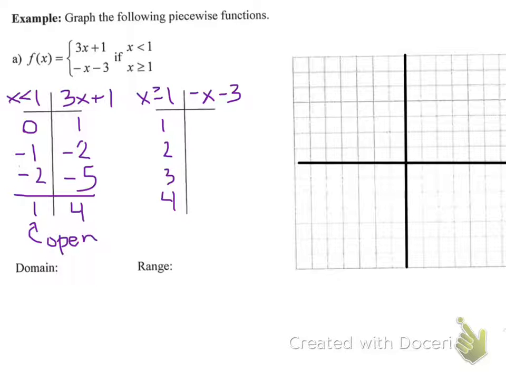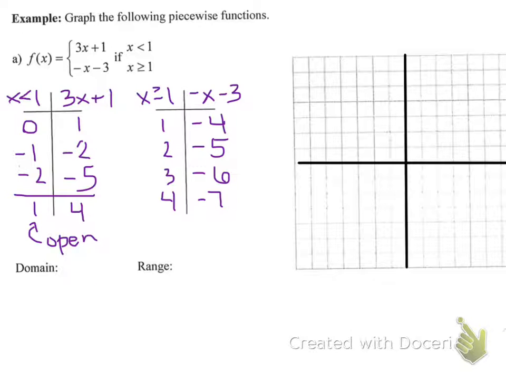My other values, when I plug in 1, I get negative 4. When I plug in 2, I get negative 5. When I plug in 3, I get negative 6. When I get 4, I get negative 7. So before we can do the domain and range, it's in our best interest to plot these two pieces. So we're going to plot our points.